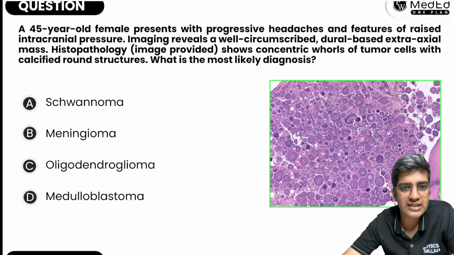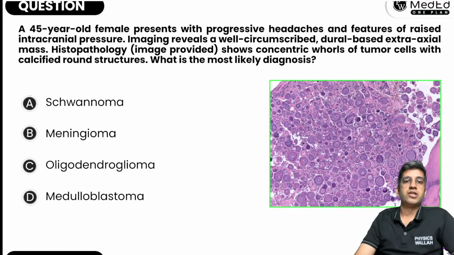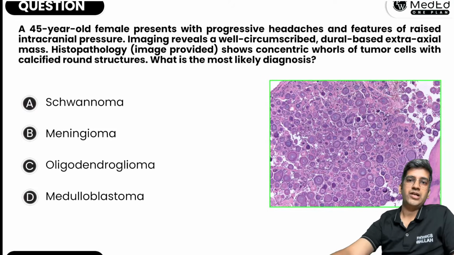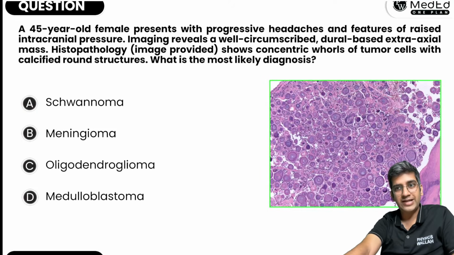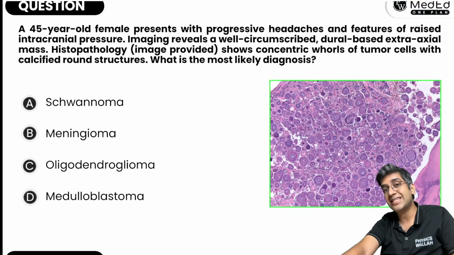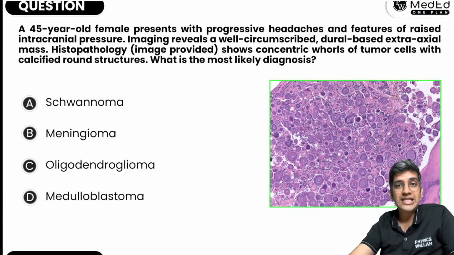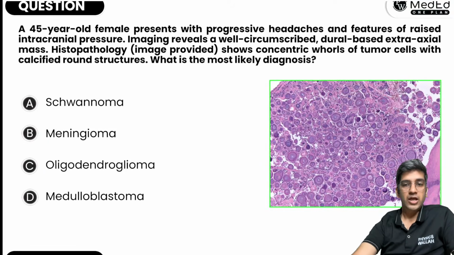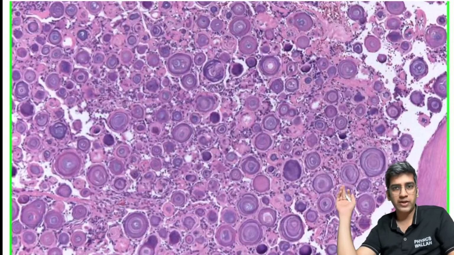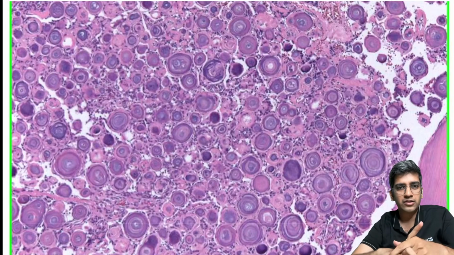It's a very, very classical image. History is important. 45-year-old, raised intracranial indentation, progressive headaches, and there's a dural base lesion. Like I said before, CNS tumors are always diagnosed based on the location first. A dural base lesion, and if you look at this microscopy, it's full of only one finding. What is the finding here? What's the only finding you see here?